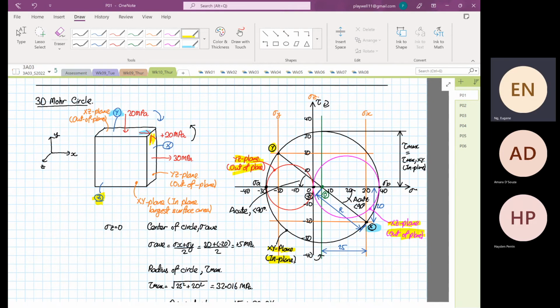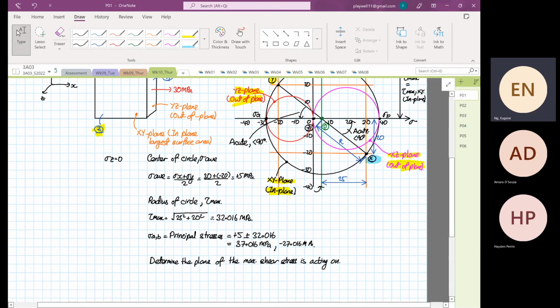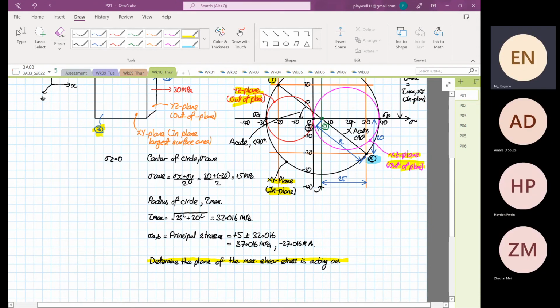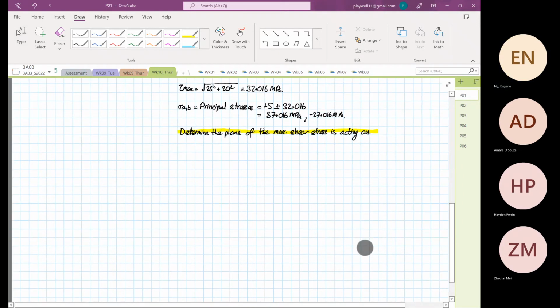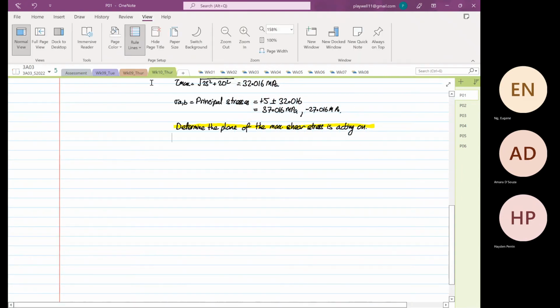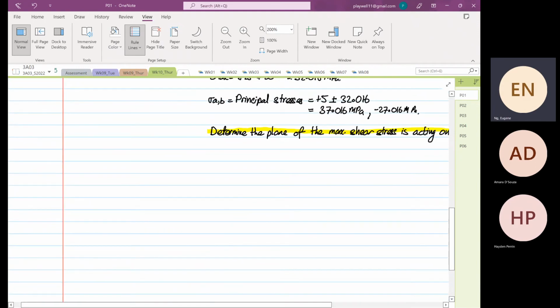Okay, before I talk about the three conditions, as I said, the purpose of using 3D Mohr circle is to determine the plane of maximum shear stress is acting on. Okay, that is the key objective. I understand that you will not know why that is so critical. I'll show you some examples now. So we're going to look at conditions now.